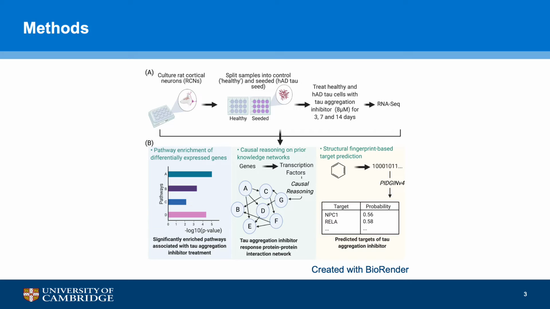So with differentially expressed genes, we performed two different analyses. The first is pathway enrichment, and the second is causal reasoning, which is inferring upstream protein drivers of transcriptional response. We also performed target prediction with the chemical structure of the compound to predict which targets are being engaged by the compound.